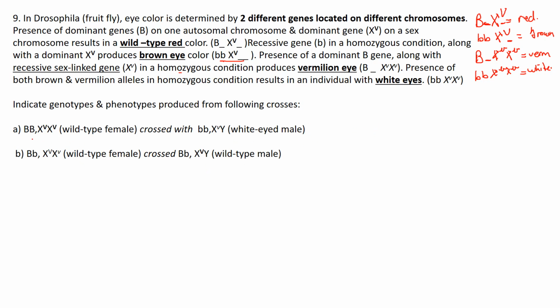It says a wild type female with this genotype is crossed with a white-eyed male. So white-eyed male, let's add on to this legend. If I have little b, X with a little v, and a Y, that's going to give me a white-eyed male. All right, so now let's go through this question here.